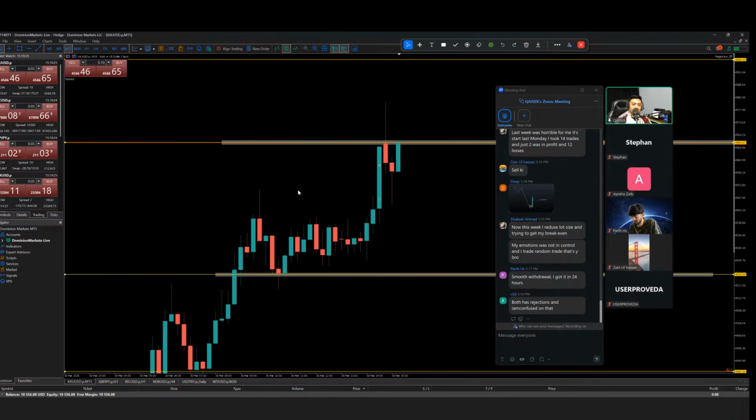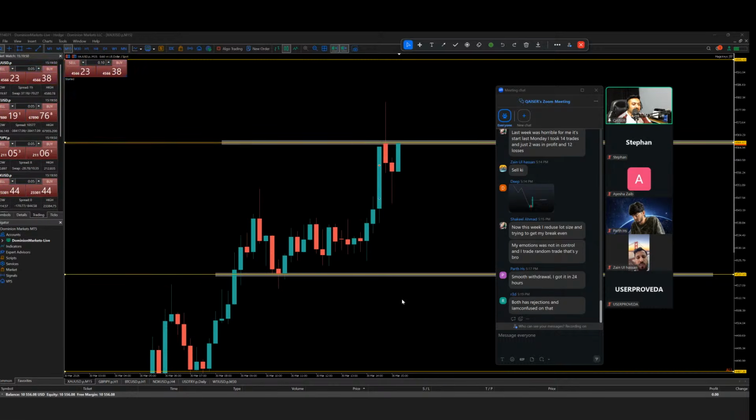Both have rejection, and I'm confused about that. Which one, this one and this one? Wait for the candle to close then. You are confused with this rejection. Wait for this candle to be closed, and you will get out of the confusion. Don't go with forced trades. Wait for things to appear on the chart which clear your perspective.